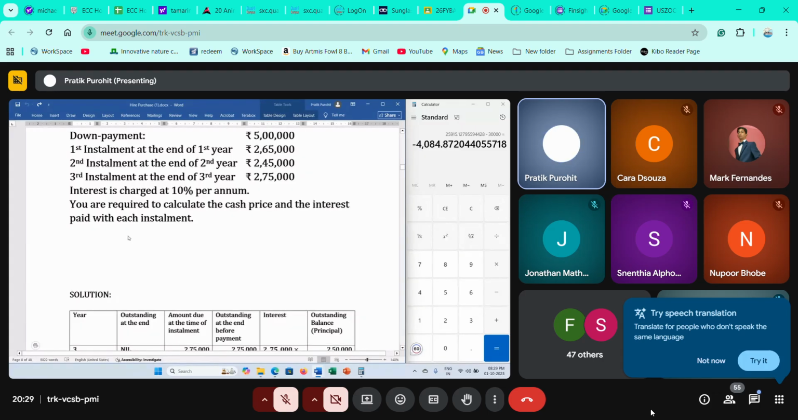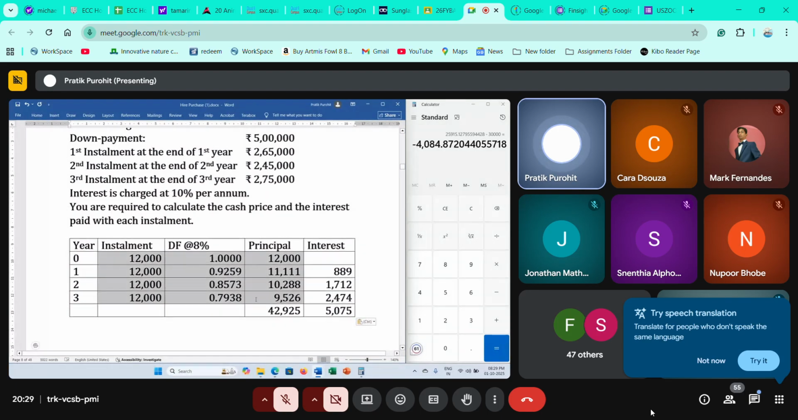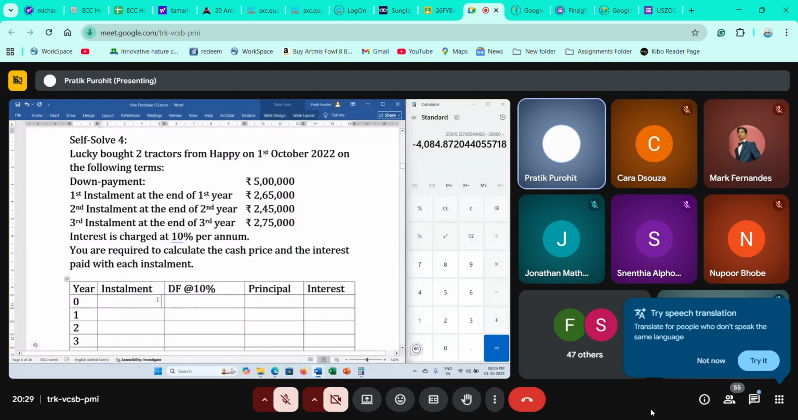So this is what we do. Installments we will fix. Discounting factor, it's given to us, the rate is 10% per annum. So the first payment, the down payment at 0, is 5 lakhs. Obviously 1 rupee is 1 rupee today, so 5 lakh is 5 lakhs. So principal is 5 lakhs. There is no interest involved, right? But then installments: you're paying 2 lakh 65, then 2 lakh 45, and then 2 lakh 75, correct?